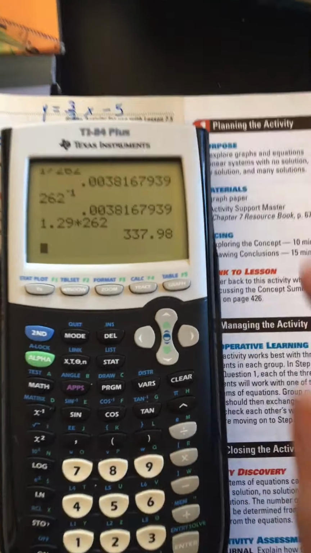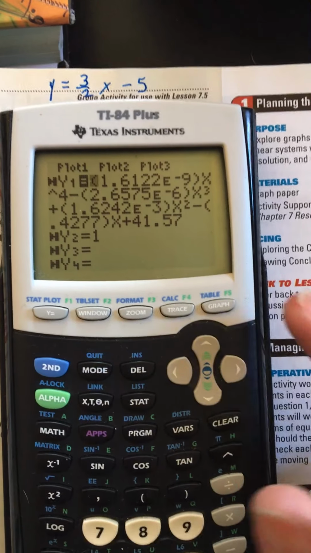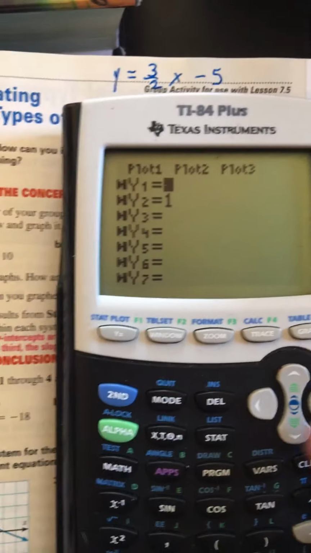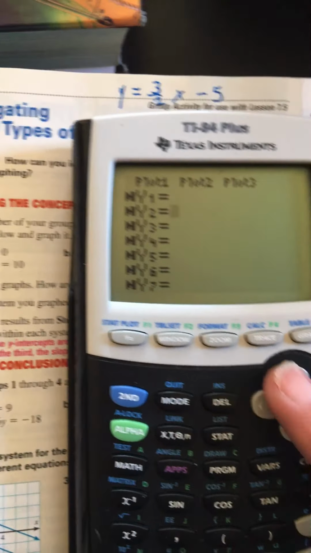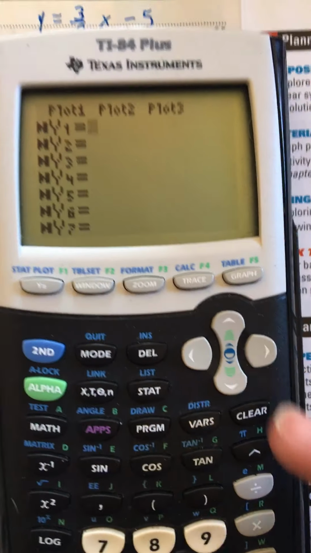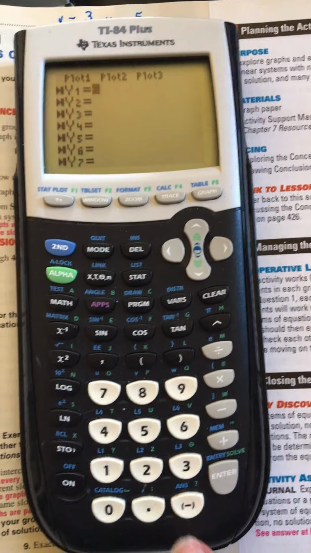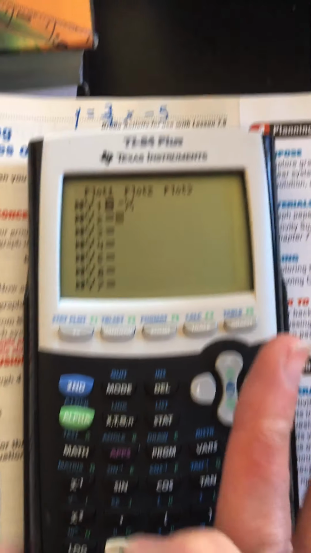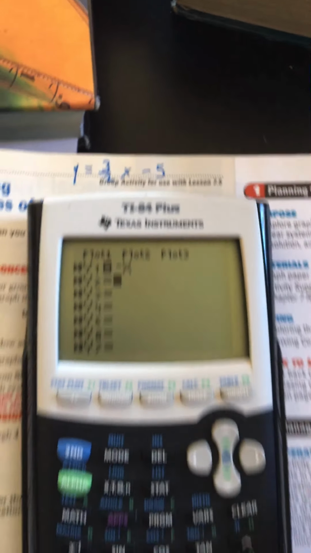So I turn it on, I go to the y equals button, I clear out what's in there. Hopefully, this is my son's calculator. Mine's at school. Hopefully he's not going to care that I just got rid of all that good-looking math. Okay, so the first one is negative x. I put negative x. And then my second one is 3 halves.